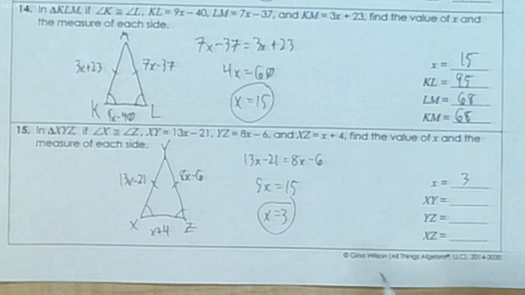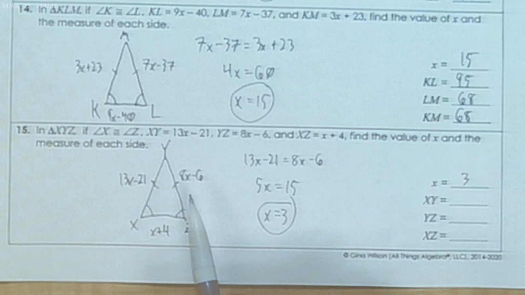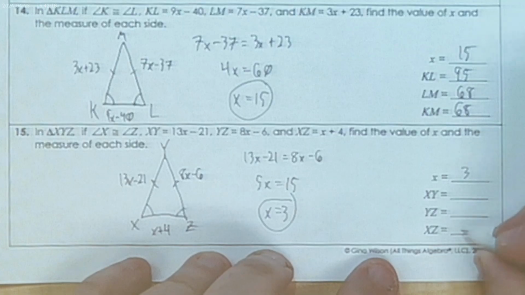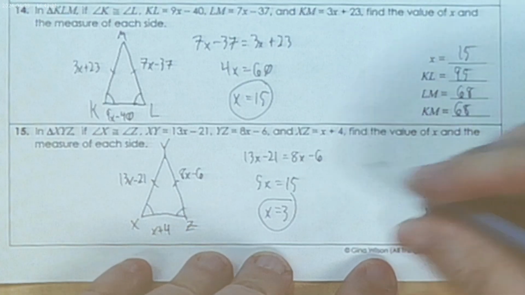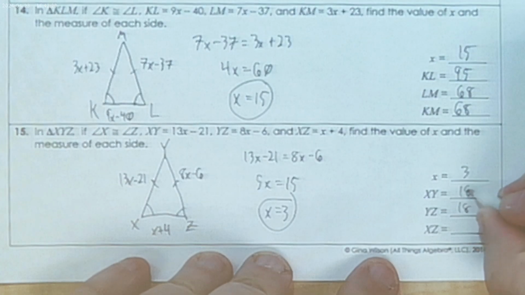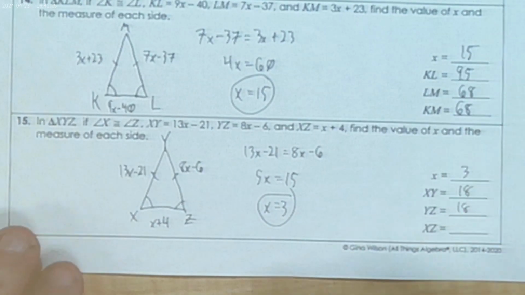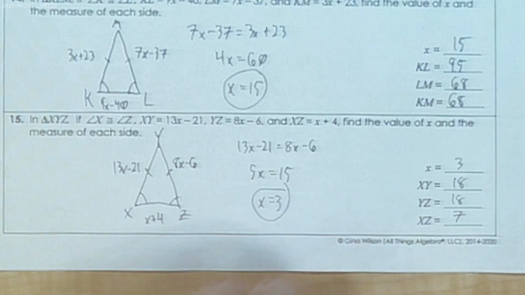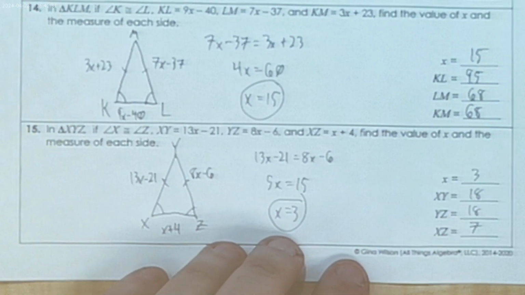So let's start plugging it in, getting some sides here. So I'll say 3 times 8 minus 6, so 18. So YZ is going to be 18, and so is YX. And then XZ is going to be 3 plus 4, so 7. All right. And that should do it.